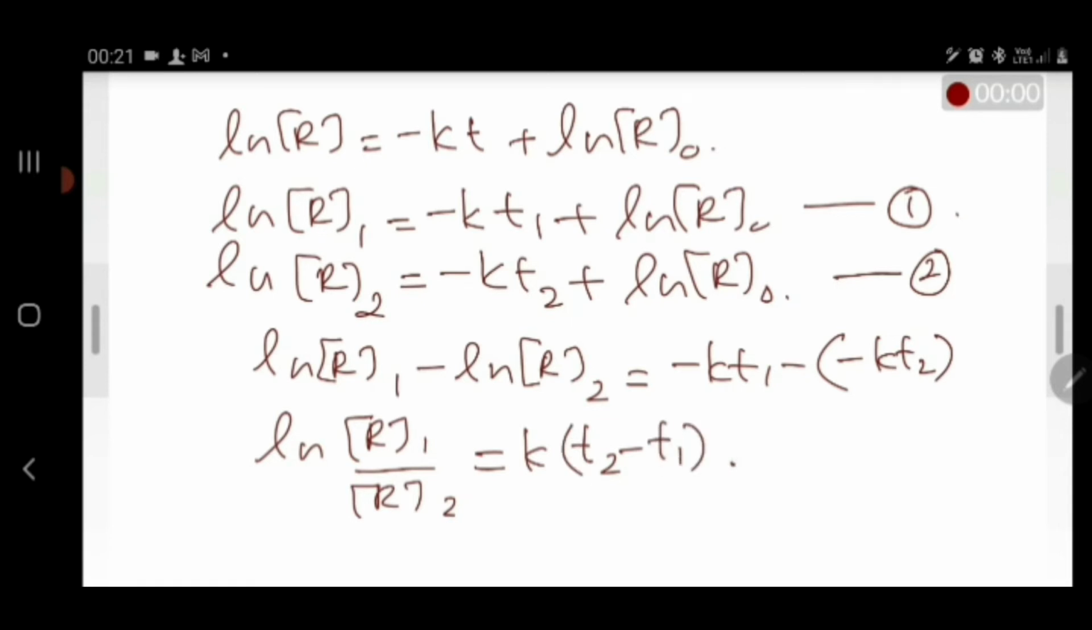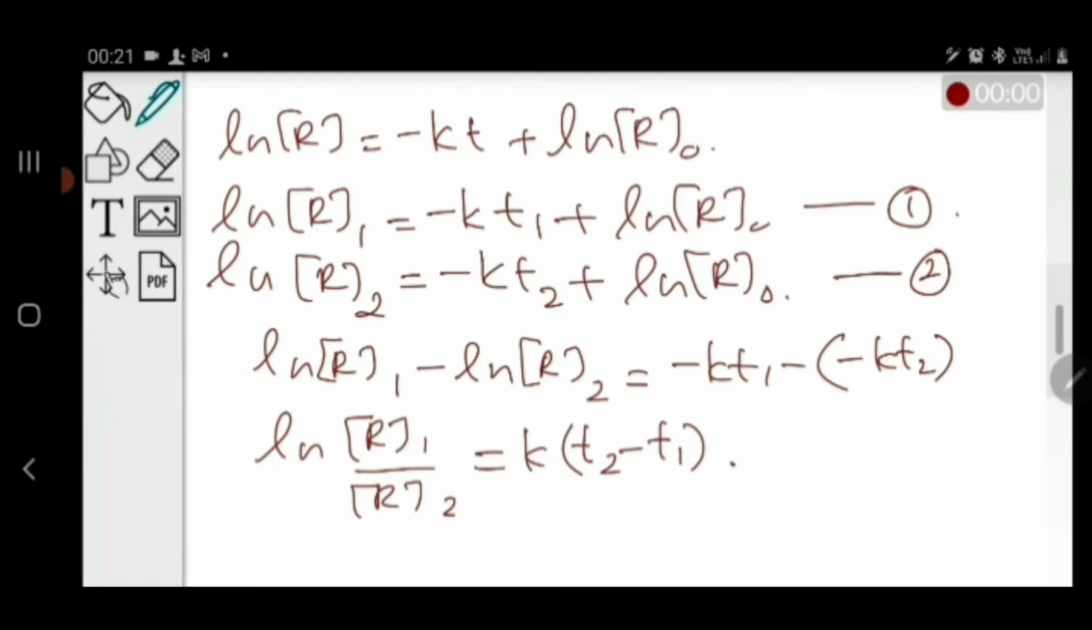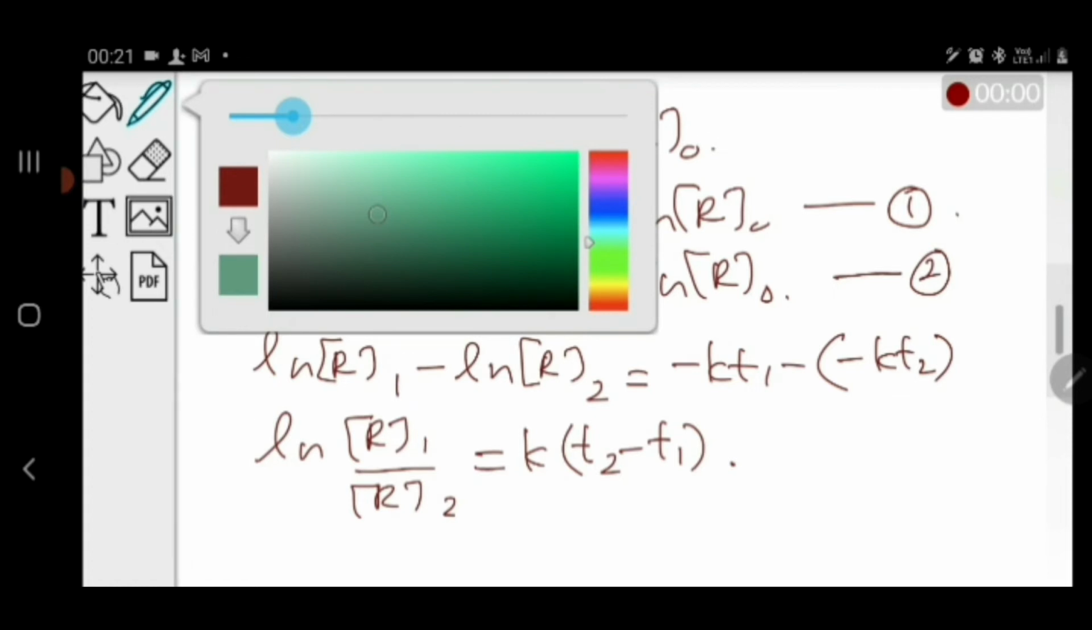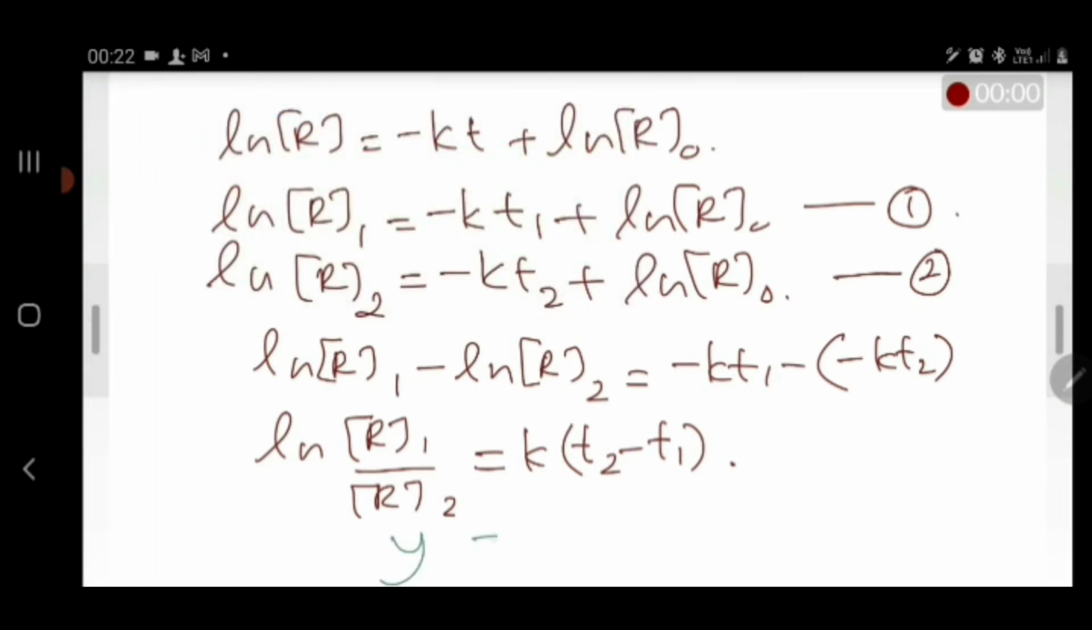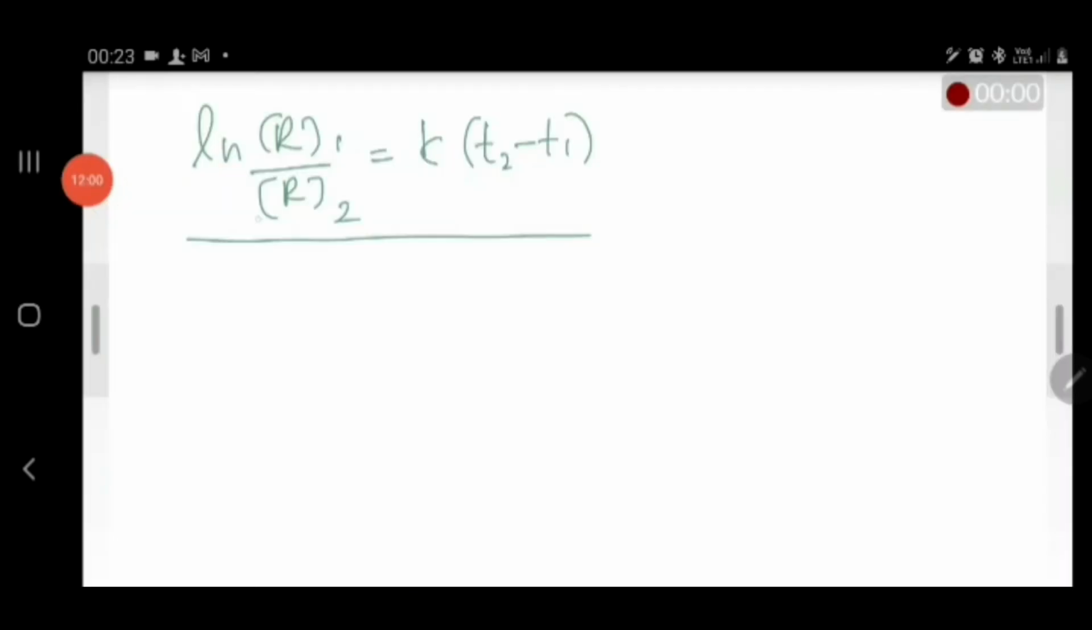So this equation is also a bit interesting. You can take it in the form of y is equal to mx plus c. Whereas you may ask what is c over here. C could be considered as 0. So you can write like this. And if you recall the basic equation of first order reaction, that is ln R is equal to minus kt plus ln R naught.